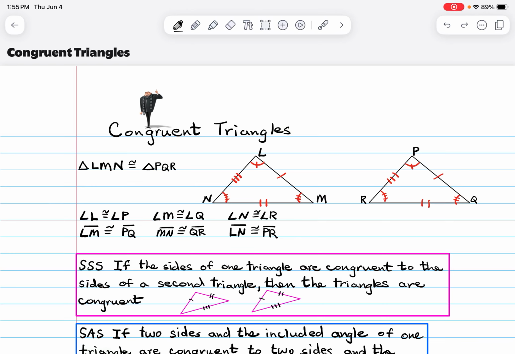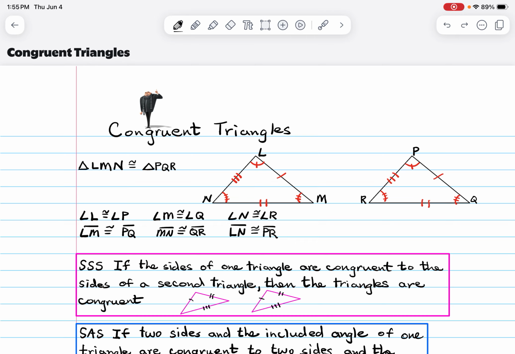Now we're going to start a discussion on congruent triangles. We're going to learn what we mean when we say two triangles are congruent, and then we're going to look at some properties that if two triangles have these properties, that's enough to say that they're congruent. But first of all, what do we mean by congruent? Well, we mean that the corresponding parts of both triangles are congruent.